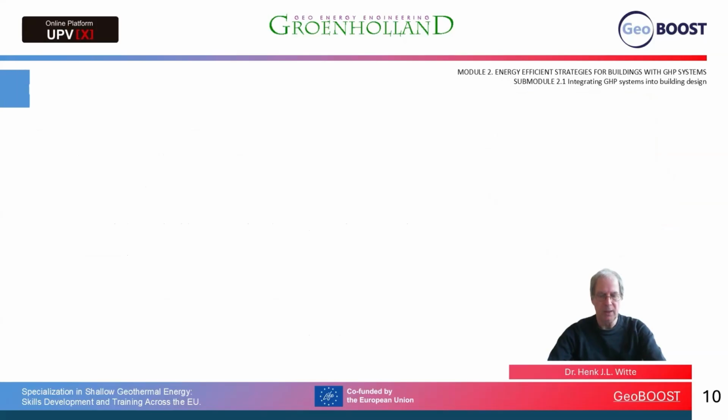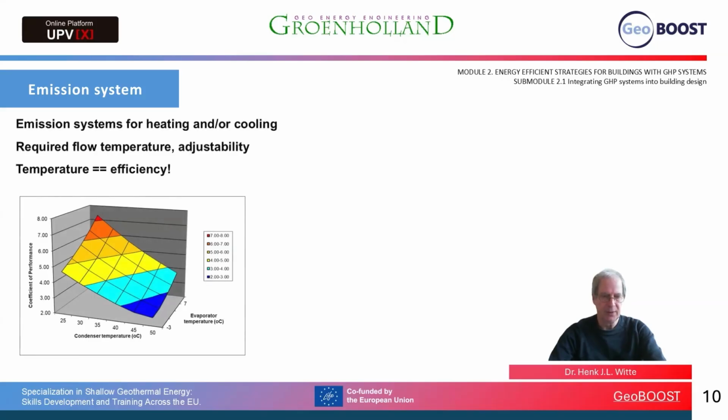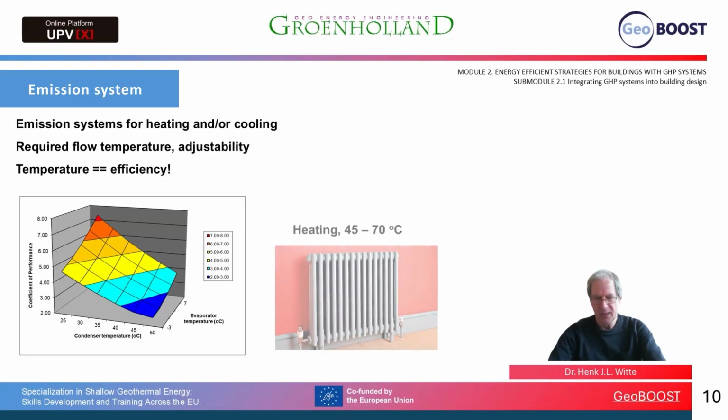So how do we select the emission system? Well, the first important fact, of course, is that the efficiency is very much dependent on the temperature, and better the temperature difference between the cold side and the hot side. And different emission systems have different temperature requirements. A heating system using radiators, for instance, will need a flow temperature between 45 and 70 degrees C. 45 degrees C will probably need oversized radiators and forced convection using little ventilators on the radiators themselves.